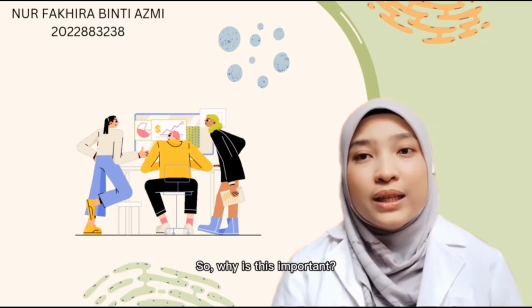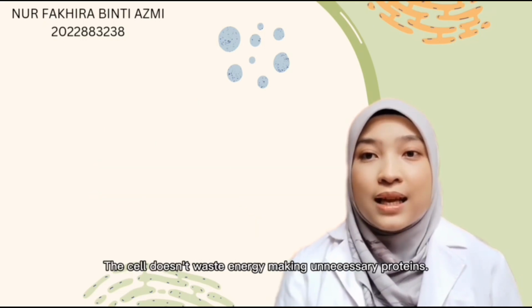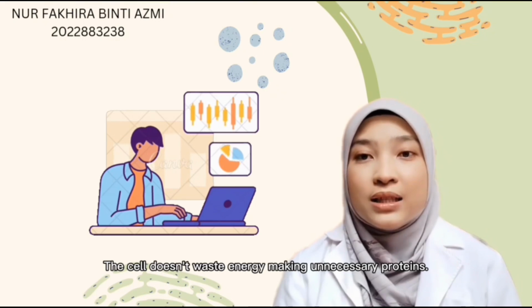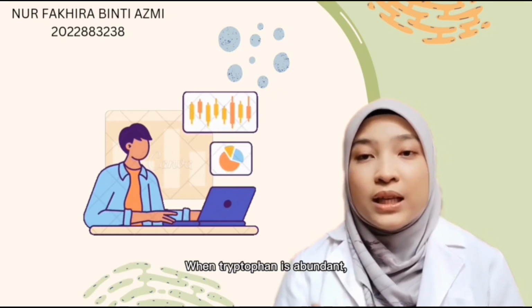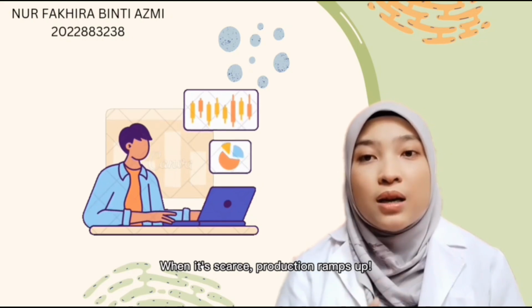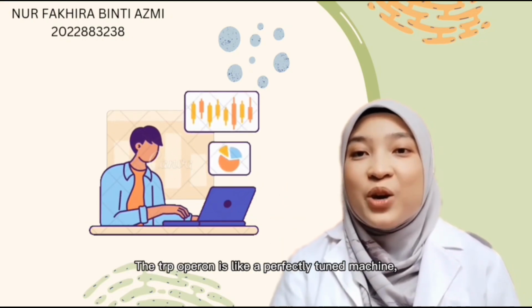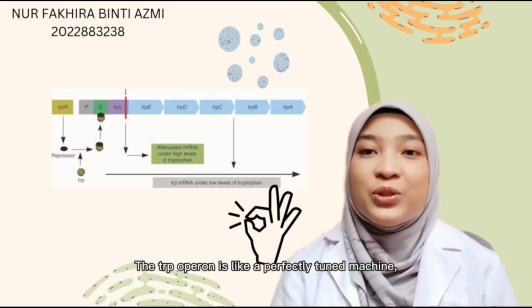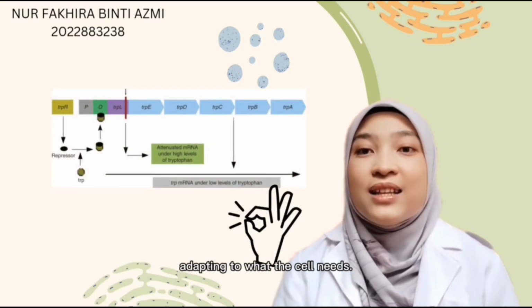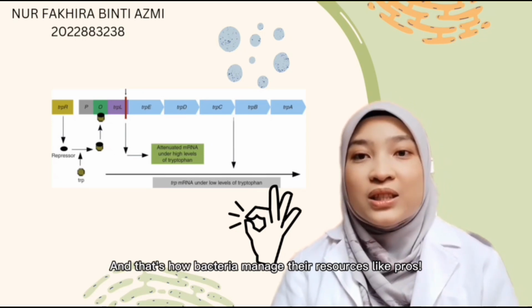So, why is this important? It's all about efficiency. The cell doesn't waste energy making unnecessary proteins. When tryptophan is abundant, the system shuts down production. When it's scarce, production ramps up. Pretty amazing, right? The TRP operon is like a perfectly tuned machine adapting to what the cell needs. And that's how bacteria manage their resources like pros.